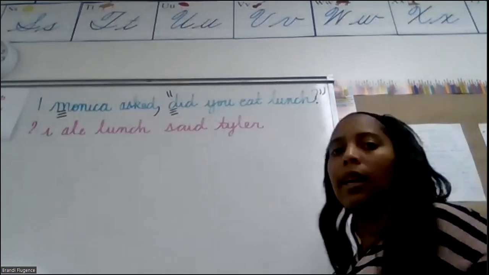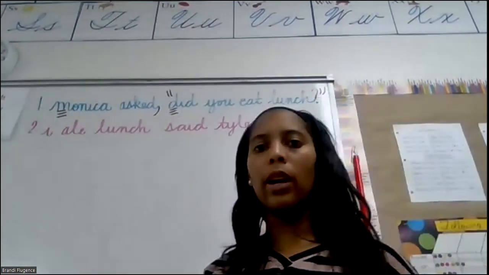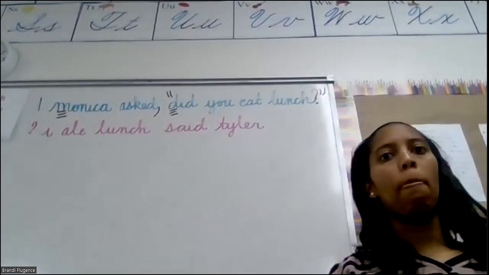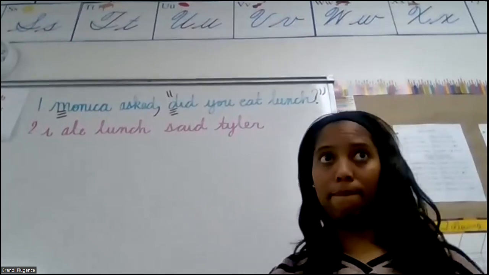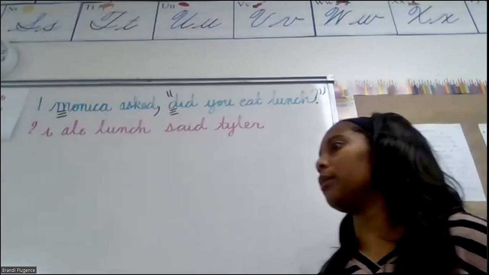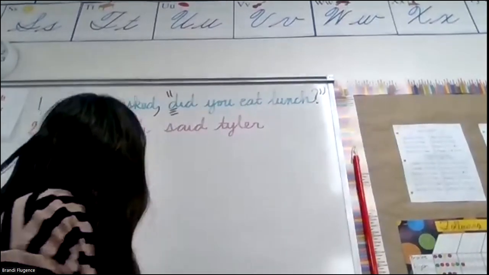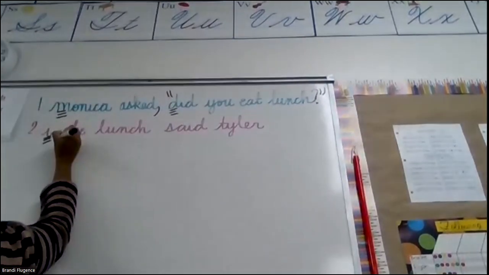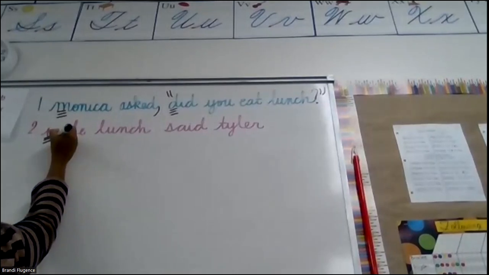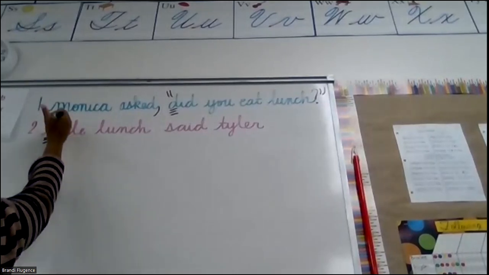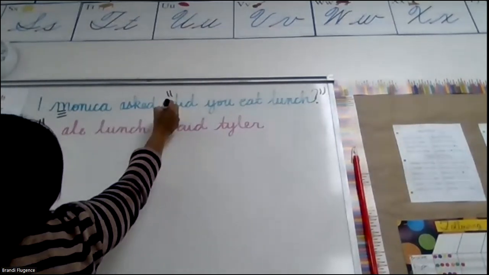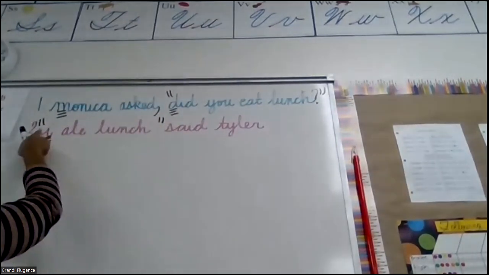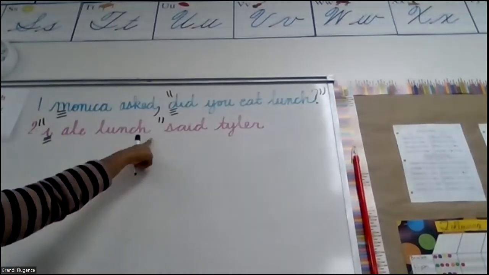I ate lunch, said Tyler. How would I write this sentence the correct way? Capitalize I, the first letter. Put quotation marks with said and Tyler. Okay, yeah. Quotations on I and lunch, right here on what they said.